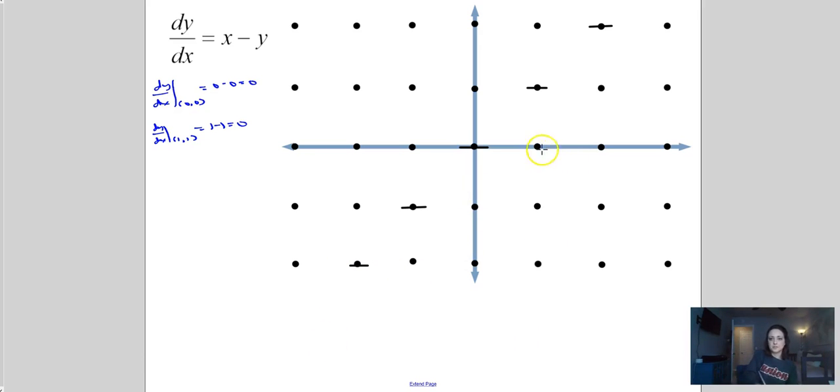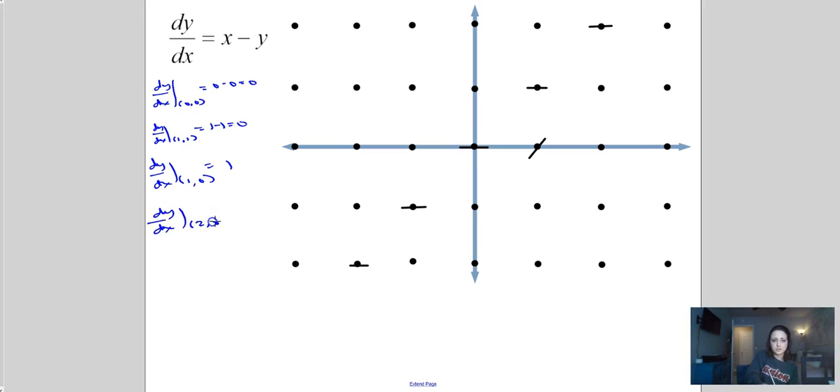Okay, let's do another one. Let's do this point right here, (1, 0). So I do dy dx at (1, 0). Let's see, I'd have 1 minus 0, which is 1. So I want to do a slope of 1, which should be 45 degrees, right? I mean, it does not have to be perfect, okay? Let's do this one.